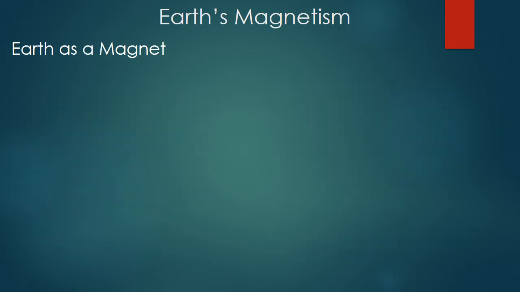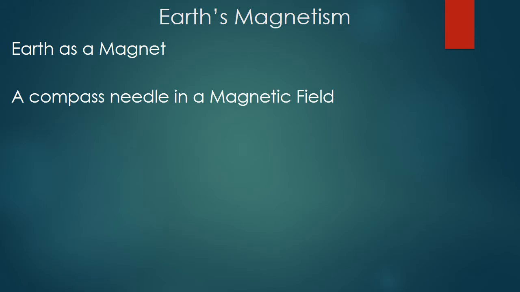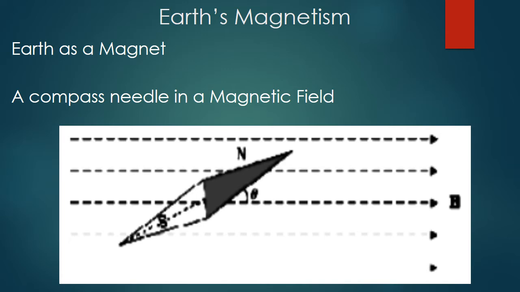The same thing you will observe in the case of a compass needle also. In the figure, you can see a compass needle in a magnetic field. As in the previous case, here also a torque will act on the compass needle. As a result of this, finally, the compass needle will align in the direction of the magnetic field.